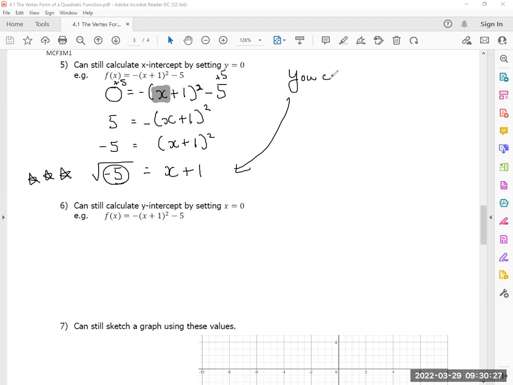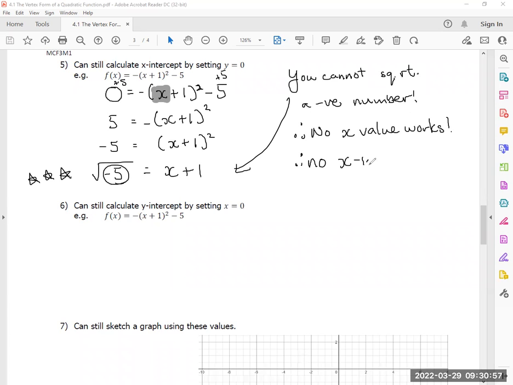So you say this. You cannot square root a negative number. Therefore, no x exists. Sorry, how about no x value works? Therefore, no x-intercept.